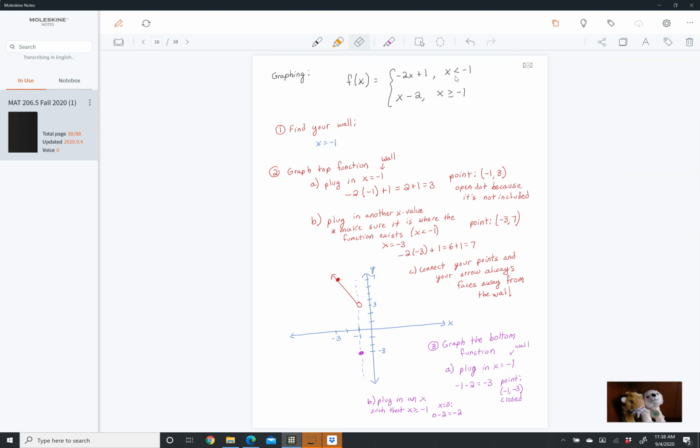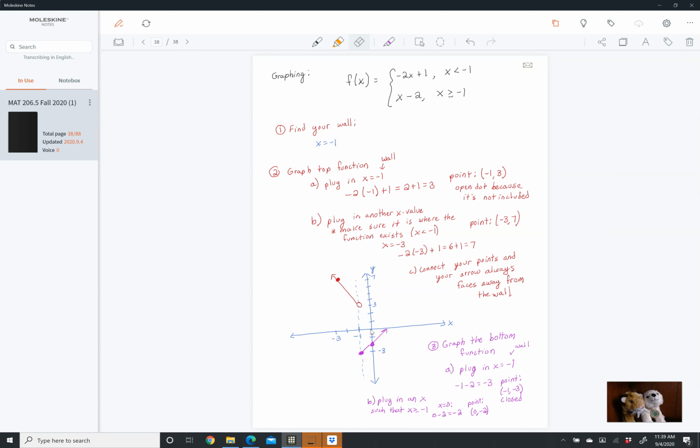So our point, sorry, I ran out of space. Our point is 0, negative 2. Okay? So 0, negative 2. Well, here's 0, and here's negative 2. Connect it. And our arrow faces away from the wall. Okay?